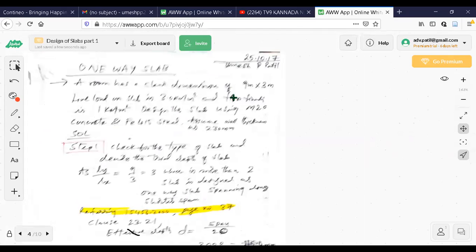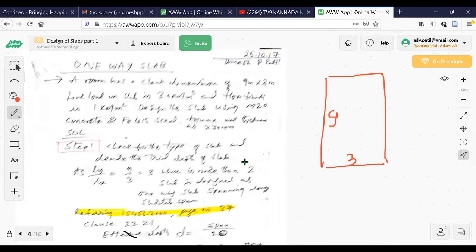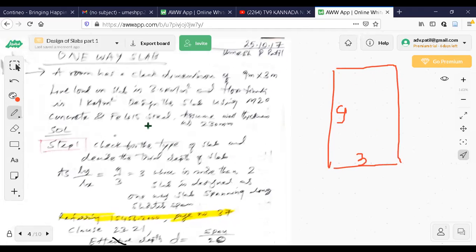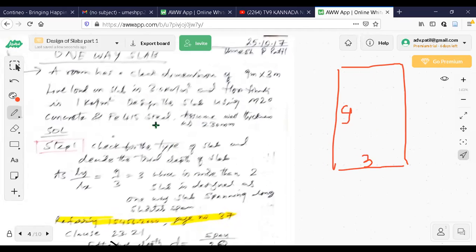The room dimension is 9 meter by 3 meter. It means the dimensions are given like this: this is 3 meter, the inside dimensions they have given, and this is 9 meter. Load on the slab is 3.5. You cannot read it, but it is there on the next page, 3.5. And floor finish is 1 kN per meter square.